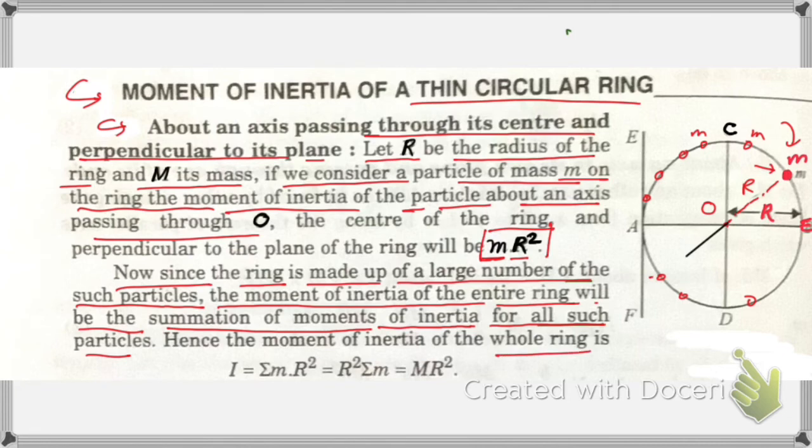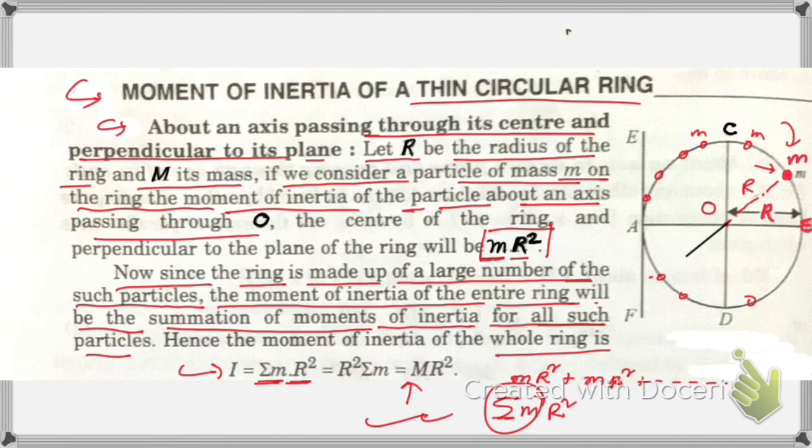Hence the moment of inertia of the whole ring is given by I is equal to summation m R square, right? The moment of inertia of one particle is m R square, then the next one is also m R square, and if you add so on, you will get summation m R square, and summation m is the mass of the whole ring, that is capital M. So that's the expression for the moment of inertia of a circular ring about an axis through the center which is perpendicular to the plane of the ring. So that's how we can solve. So hope you have understood this.